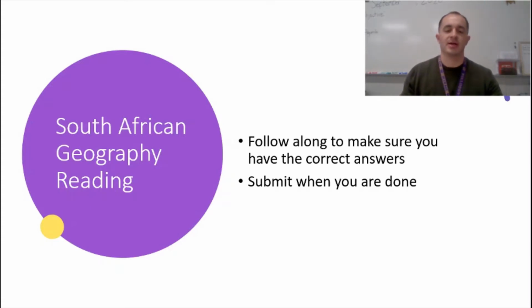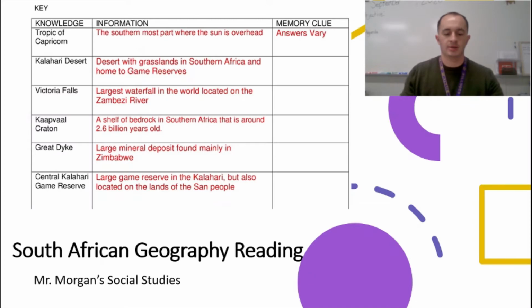The first part of that was our vocab. In the reading, we had some bolded words that were our important words for this section: Tropic of Capricorn, Kalahari Desert, Victoria Falls, Catval Creighton, Great Dyke, and the Central Kalahari Game Reserve. The first half of our assignment was to put the definition of the various vocab words, and then put a memory clue. This is very similar to the vocab map that we do in class for every chapter. We've done two now, so this is like 2.5.